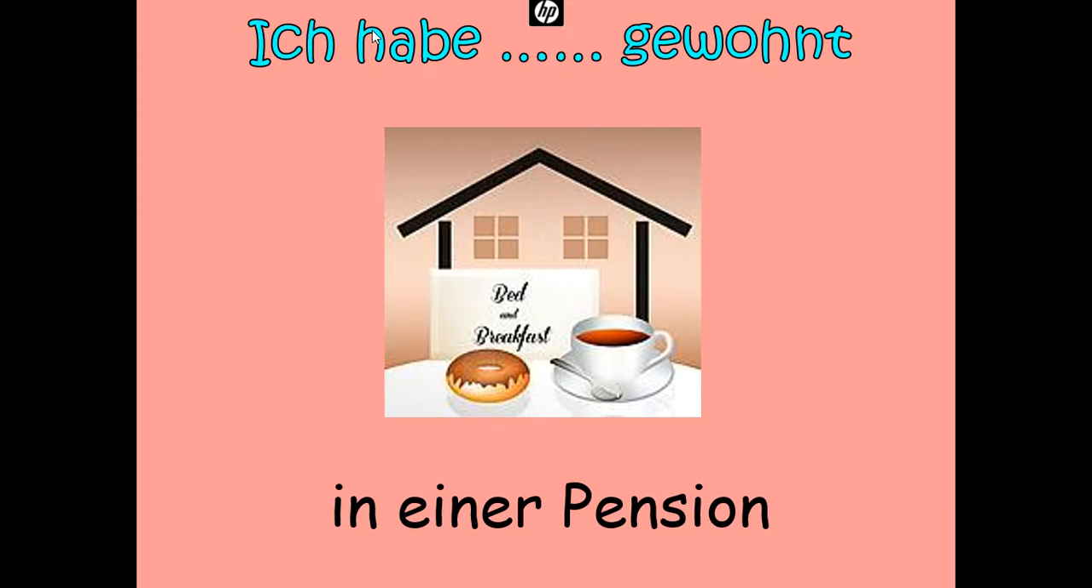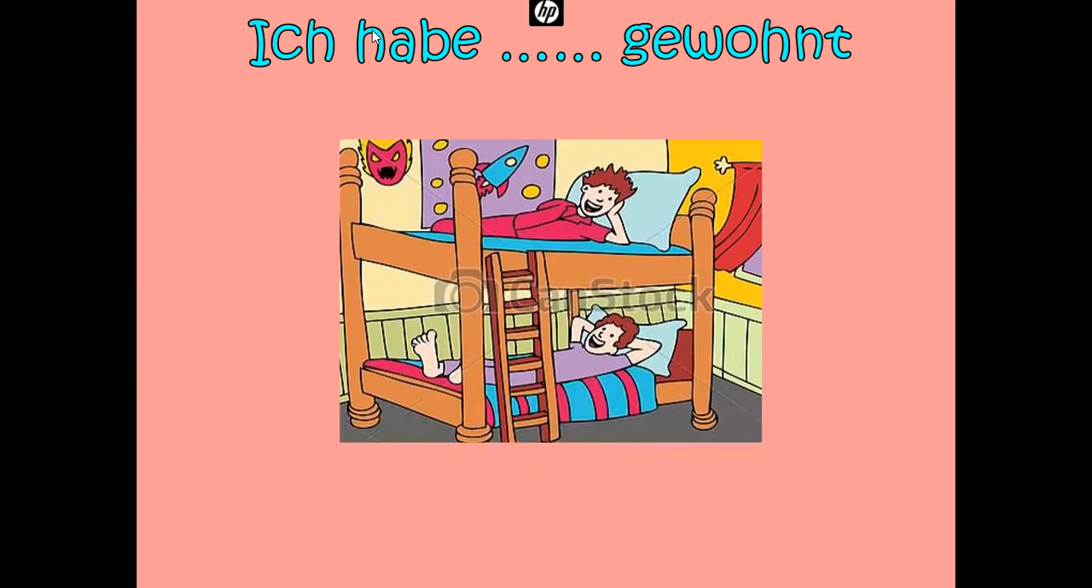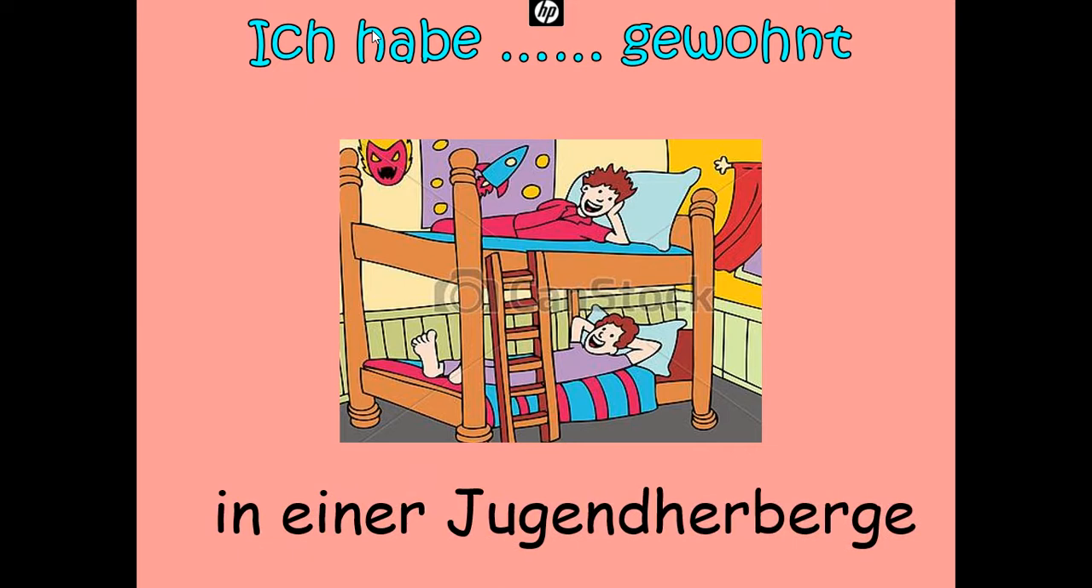Ich habe in einer Pension gewohnt. I stayed in a bed and breakfast. Ich habe in einer Jugendherberge gewohnt. I stayed in a youth hostel. That's quite a long word. Jugendherberge. So if you break it up into 3 bits, Jugend, Herberge, Jugendherberge. Try saying that 3 times. Jugendherberge, Jugendherberge, Jugendherberge.